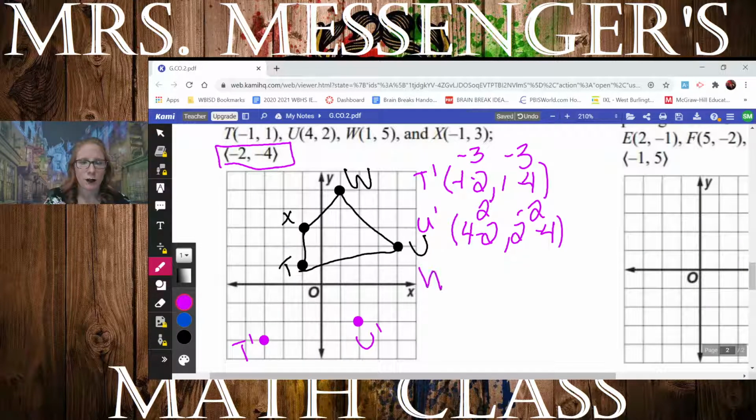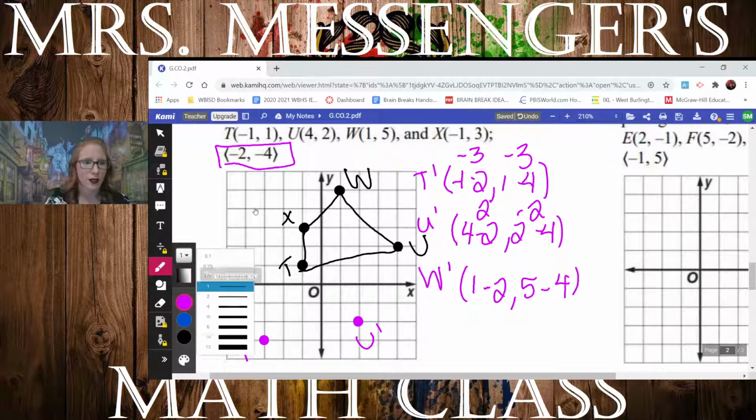Then we have W prime. That's 1 minus 2 and 5 minus 4. So 1 minus 2 gives me negative 1. And 5 minus 4 gives me 1. So again, we have a point sitting on top of another point, which happens, and that's totally fine. We just need to make sure we also label it. That's why I like to use colors. I think colors you can see things better in.